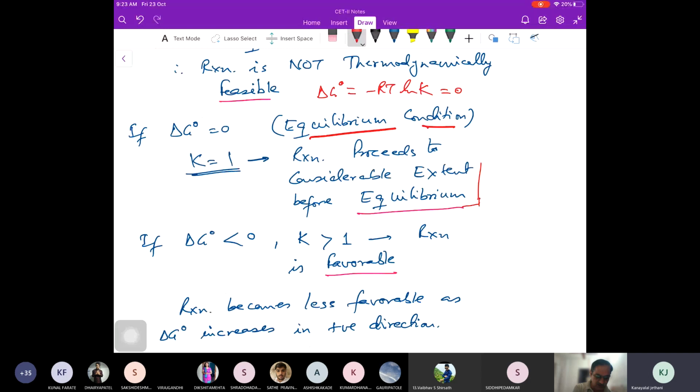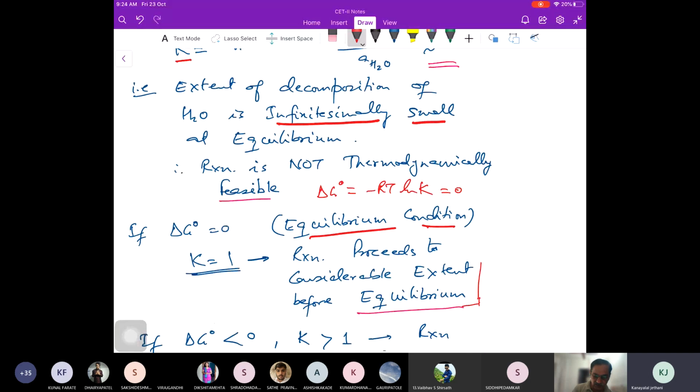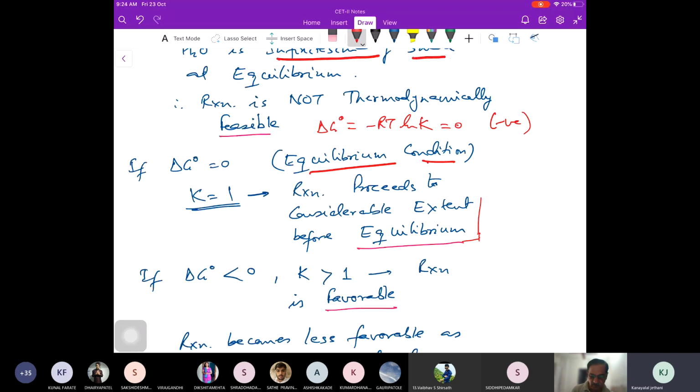And if delta G0 is less than 0, that means if it is negative, suppose it is negative, then what will K become? K has to be greater than 0, greater than 1, sorry, because this is a negative term. The negative and negative cancel out, so you get RT ln K is a positive number. That means K has to be greater than 1.